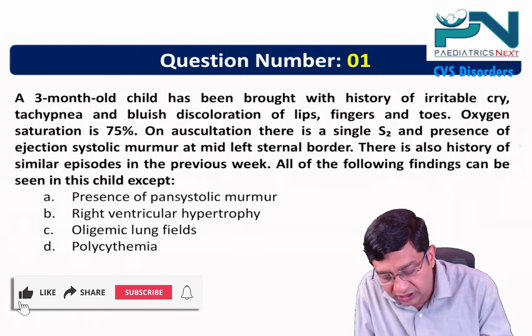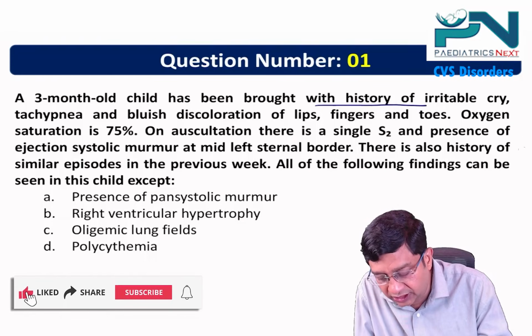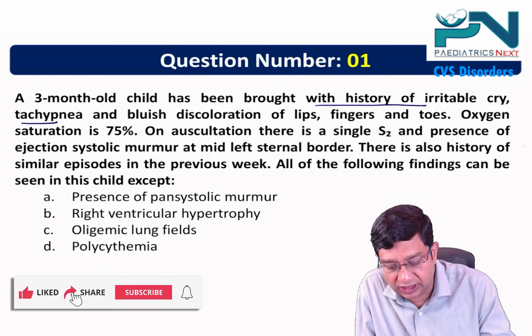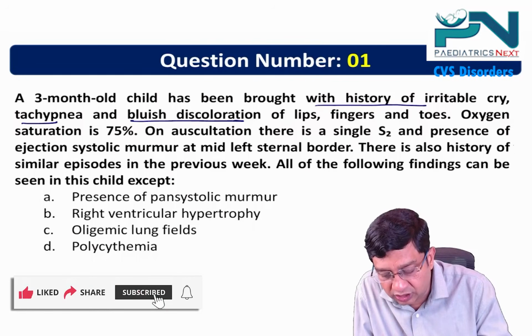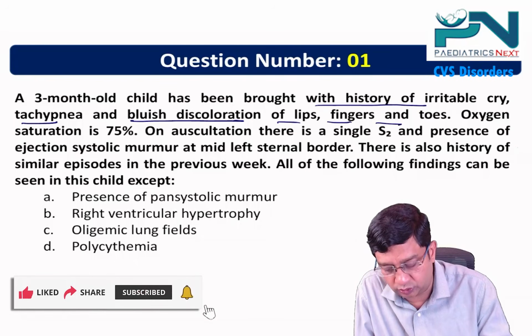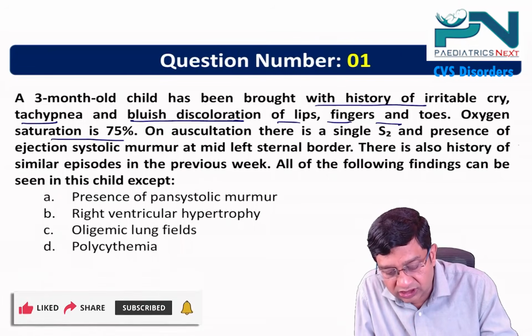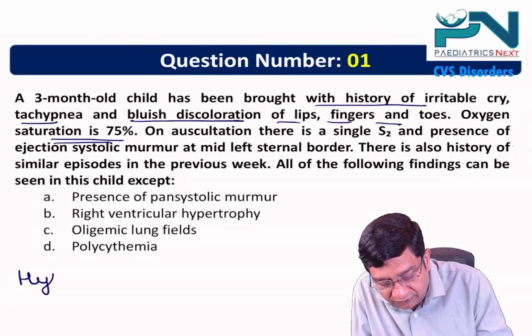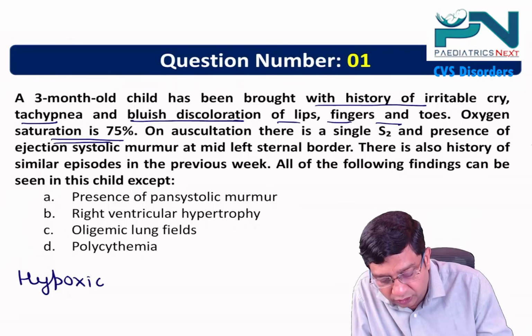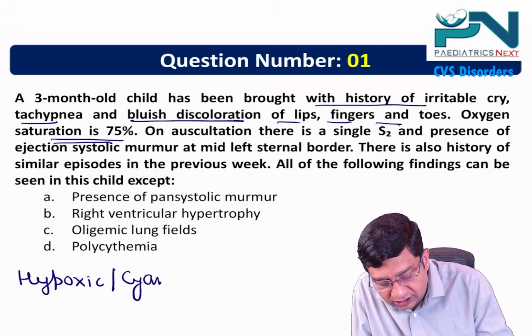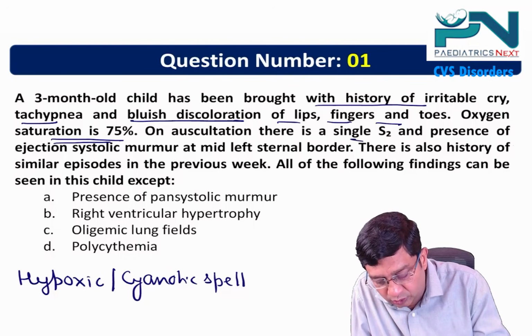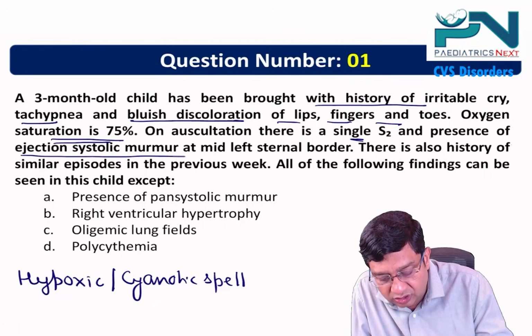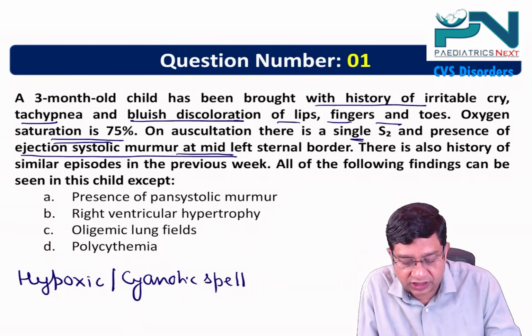A 3-month child has been brought with history of irritable cry, tachypnea and bluish discoloration of lips, fingers and toes. Oxygen saturation 75%. All of them basically are the findings of so-called hypoxic spell or the cyanotic spell. There is single S2 and presence of ejection systolic murmur at mid-left sternal border.